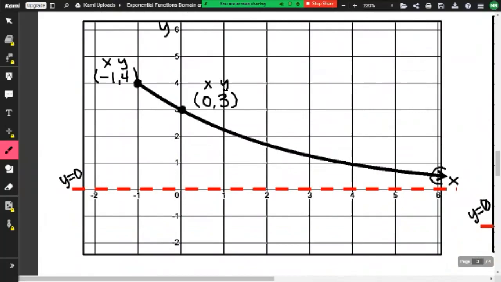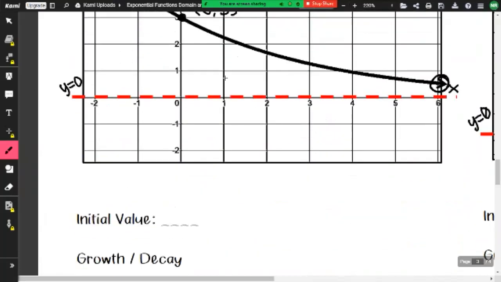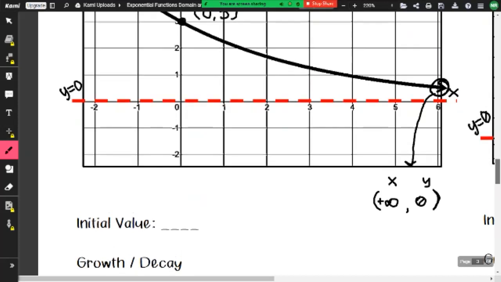Now, what do we notice about this arrow? It's going down, but it's also getting close to what? To my asymptote. So that's going to affect which value, my X or my Y? It's going to affect the Y value. If it's getting closer to that dotted line, it affects the Y value. Now, my X values are positive, so that's still positive infinity, but that Y value is the one that's going to be 0, because the arrow is getting close to the dotted line.